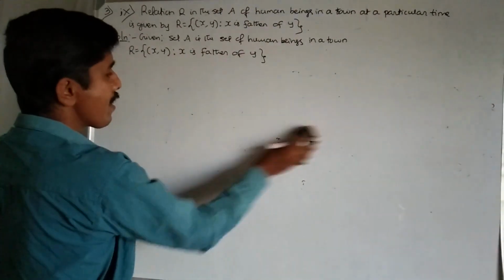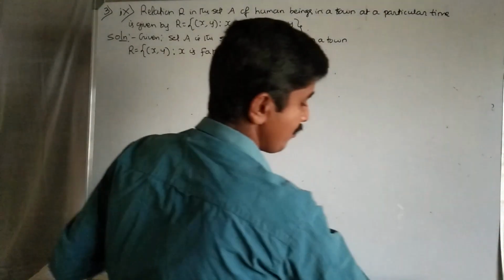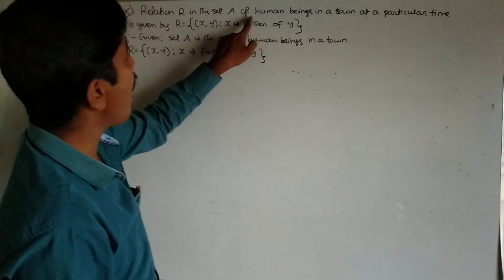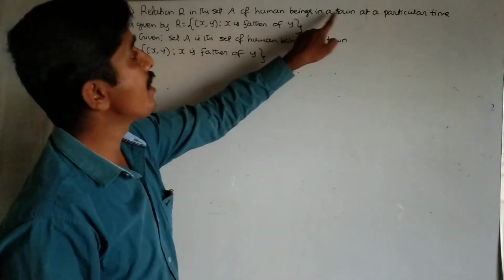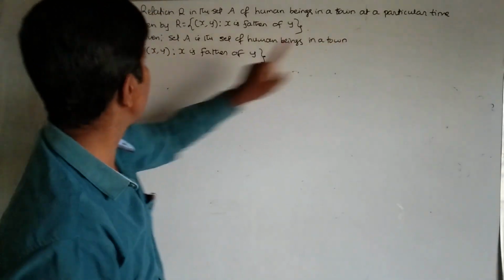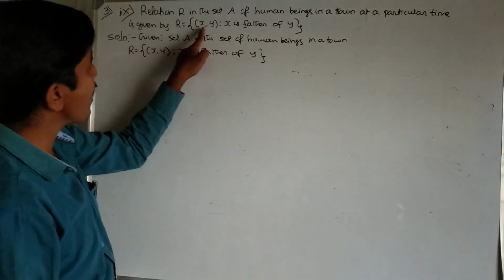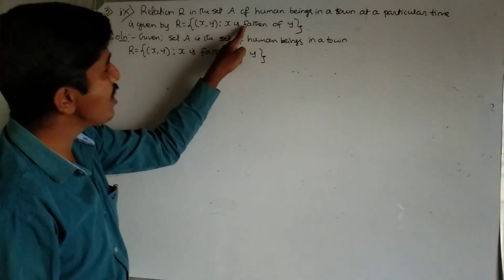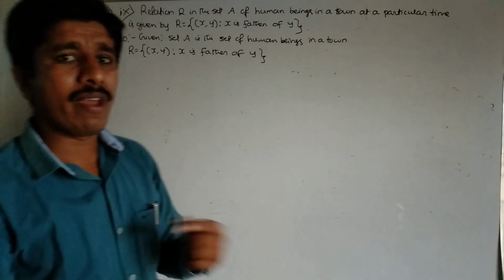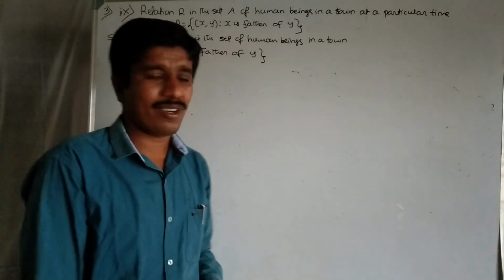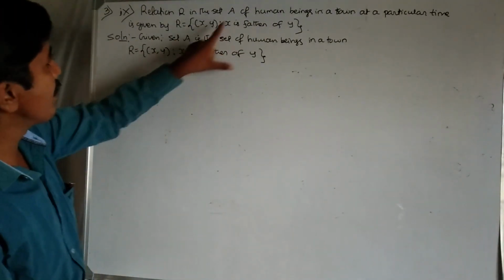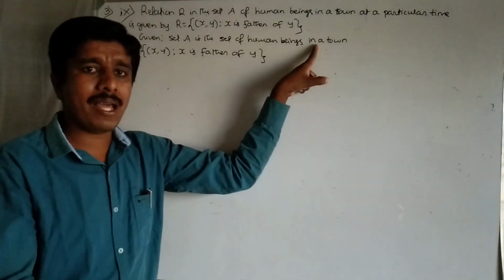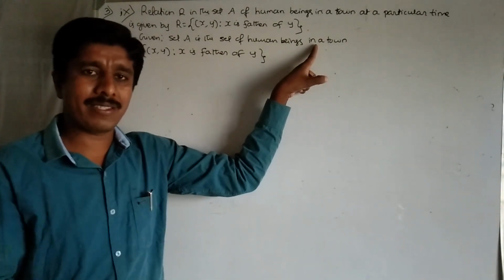Continuation of last class problems. Relation R, capital R, in the set A of human beings in a town at a particular time is given by R equal to (x, y), such that x is the father of y. Here we shall verify whether the relation is reflexive, symmetric or transitive. Here the given set A is the set of all human beings in a town, the set of all persons in a town.